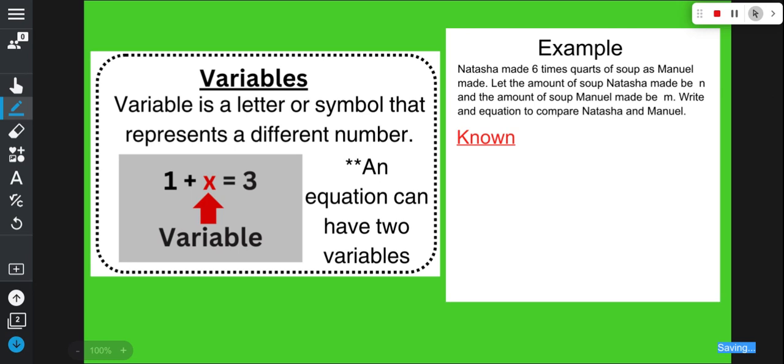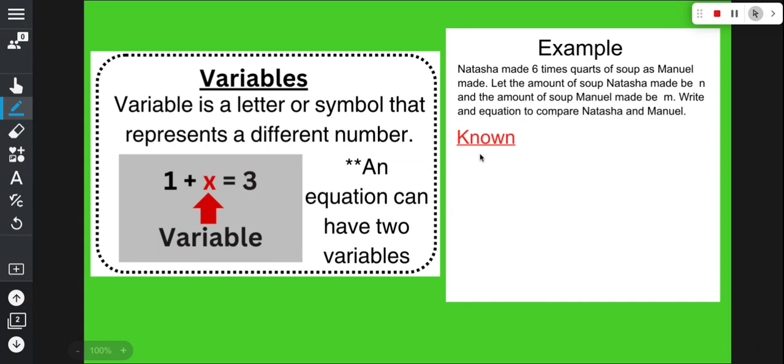The first part we're going to talk about is a variable. A variable is a letter or symbol that represents a different number. We now can have two or more variables in an equation. Let's take a look at an example of how this might happen.